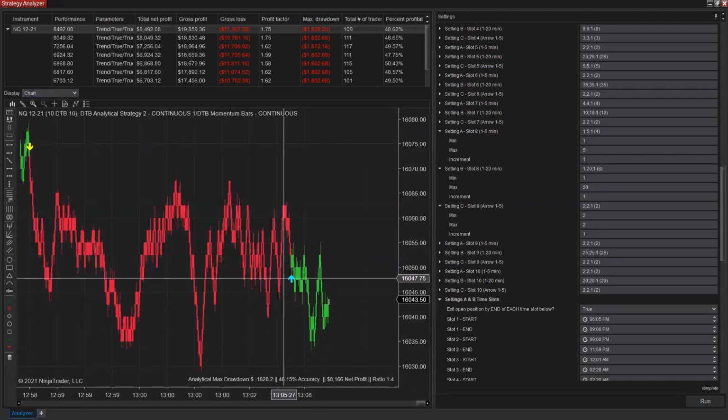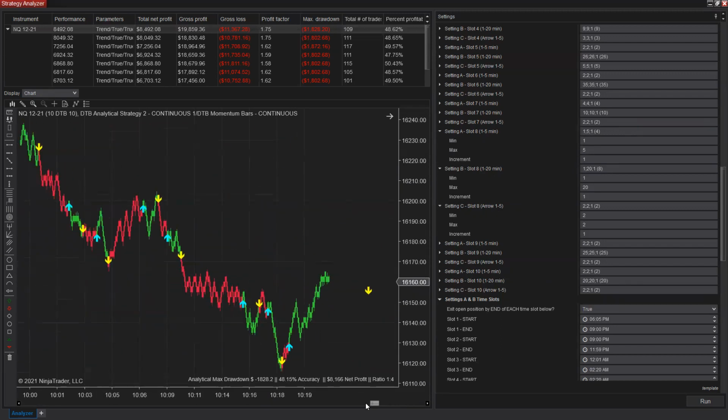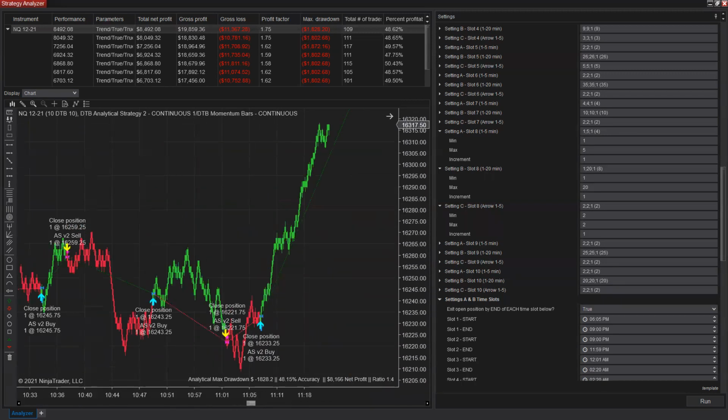So that's the arrow count. Slot C, the arrow 1 to 5, is how many times that arrow changes direction and then decides whether it's going to enter a position or not. So that is what that is looking at. So that is that.